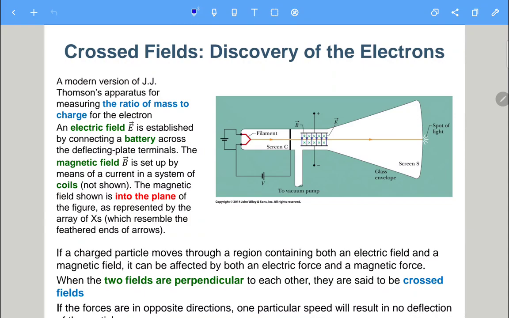And here it says a modern version of the J.J. Thomson apparatus for measuring the ratio of mass to charge for the electron. The electric field E is established by connecting the battery. And then the B field also is set up by means of a current in a system of coils, not shown here, because if it were shown, it would actually block this part. So it's not shown.